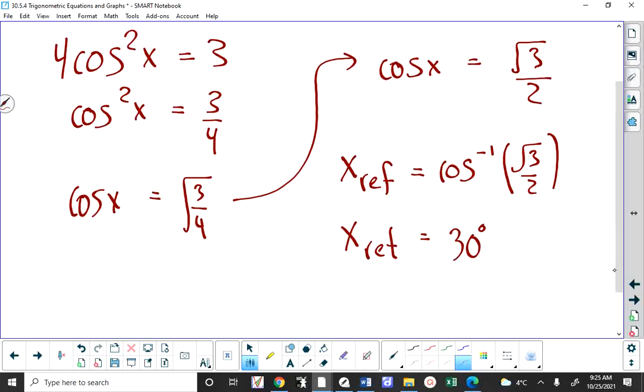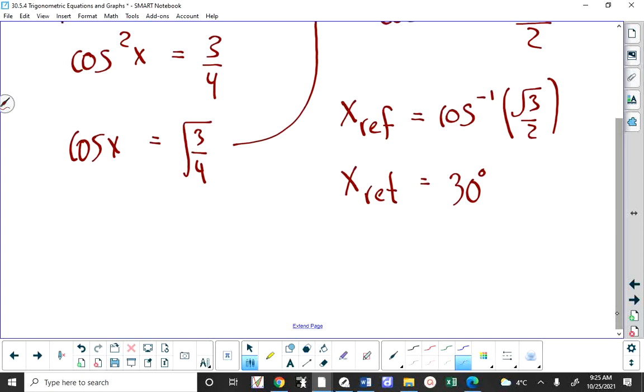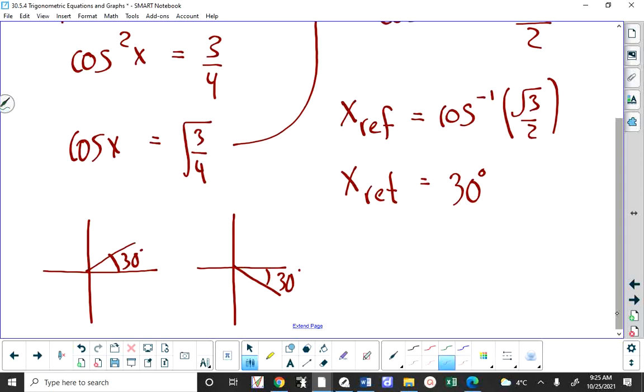Then what you would do is say, since cosine was positive, you would draw that reference angle in quadrant 1, and you would draw that reference angle in quadrant 4, because those are the two locations or quadrants where cosine is positive. And then you would say, well, my answers are these rotation angles that I'm drawing in green, and I'll write them down in a second, but it's 30 degrees and 330 degrees.